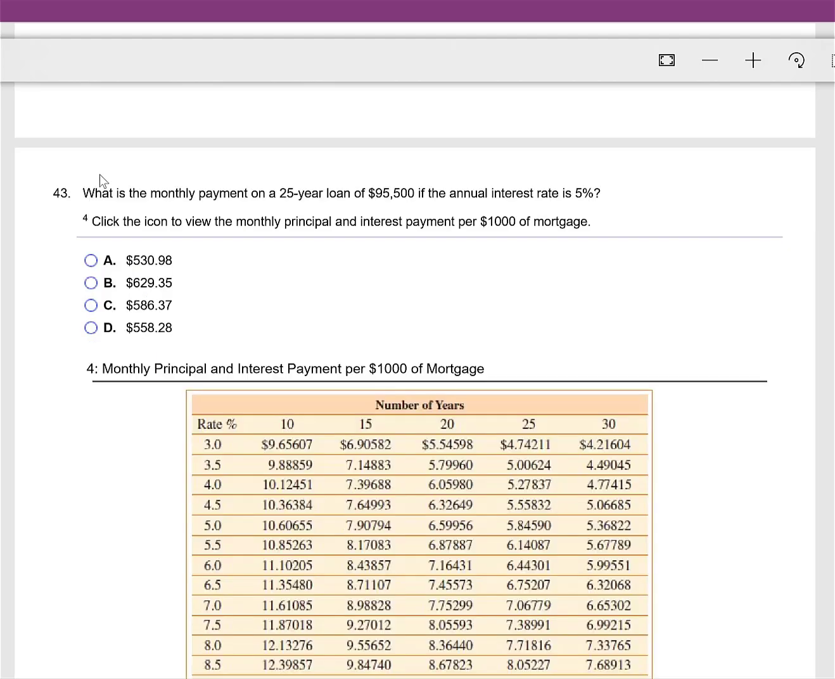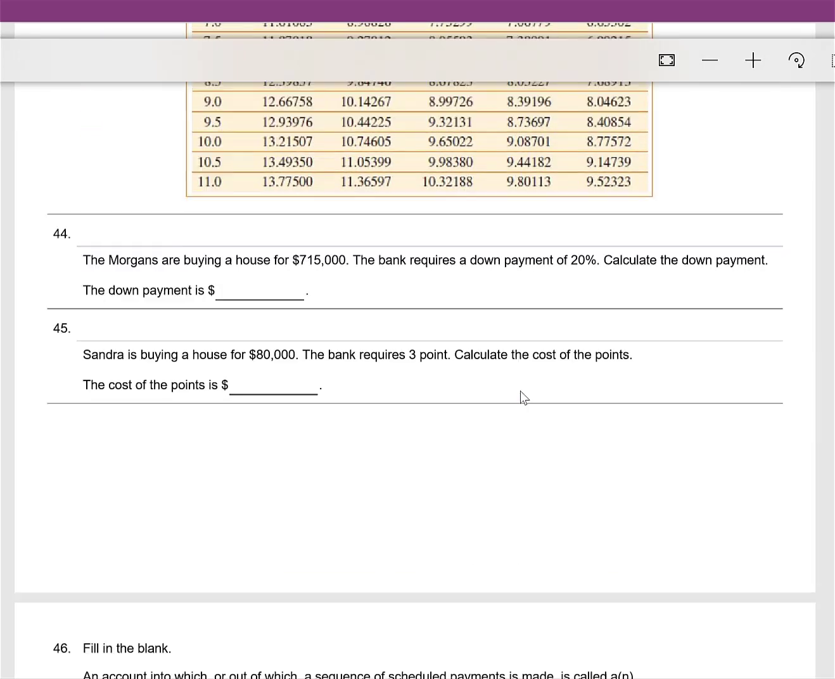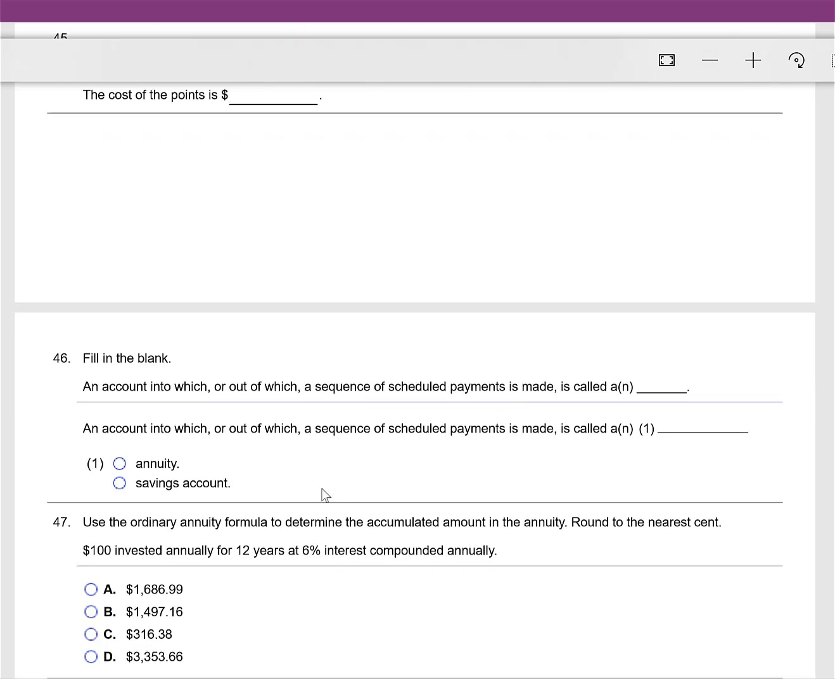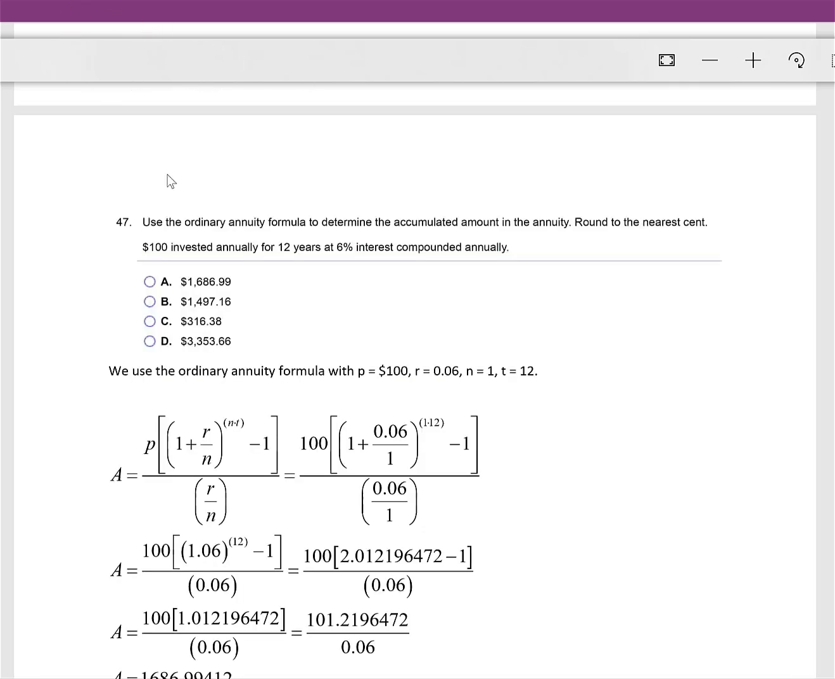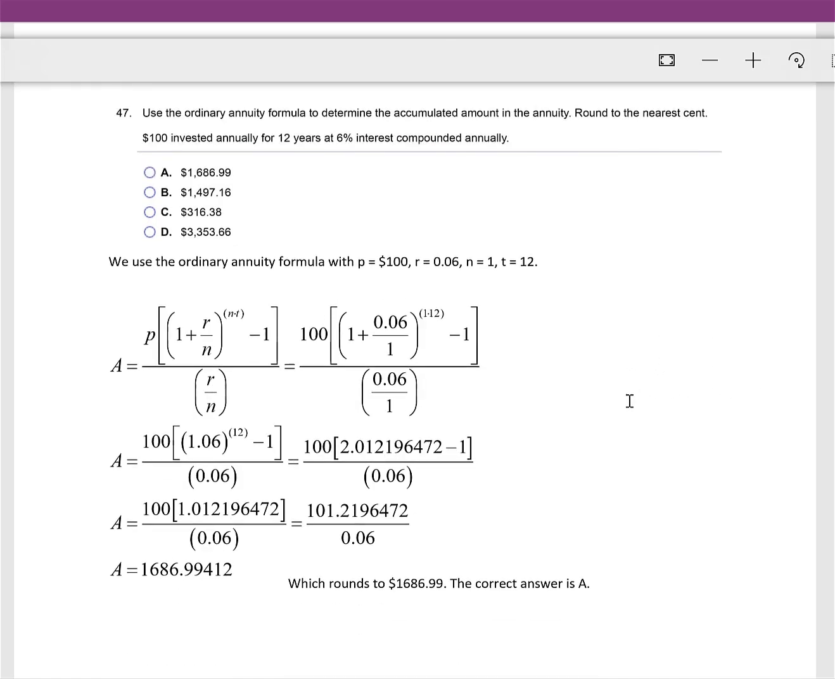And let's go back over here and see if there's some definition questions here. An account into or out of which a sequence of scheduled payments is made is called what? It's called an annuity. And then we're almost to the end here. Use the ordinary annuity formula to determine the accumulated amount in the annuity. Record to the nearest cent. So $1,000 for 12 years at 6% compounded annually.